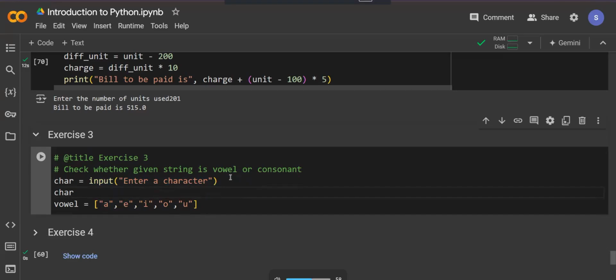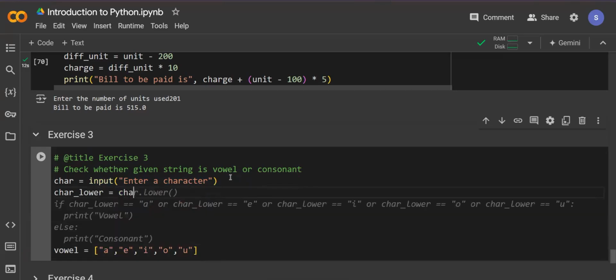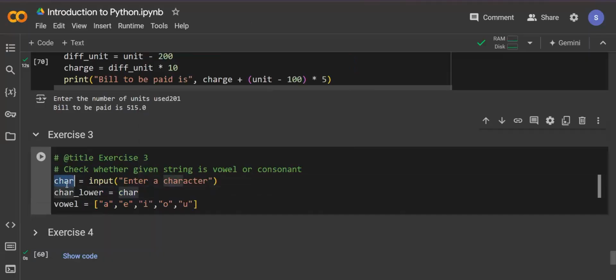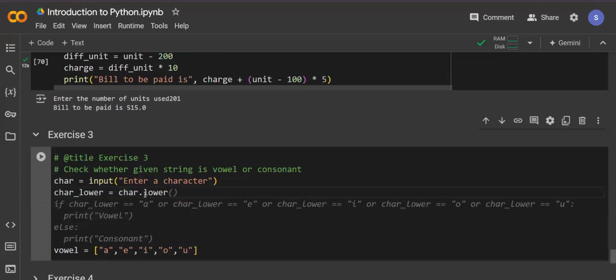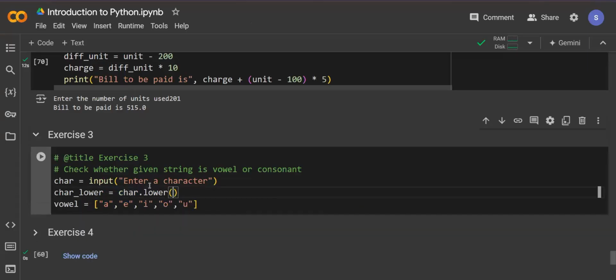So I'll be writing character underscore lower is equal to char, that is your inputted value, and we are using a function called dot lower. Okay, this will convert any kind of characters into a lowercase. Imagine if the user is using a capital case. First of all, it will convert into a smaller case, then it will check.